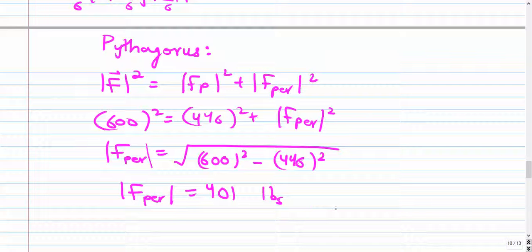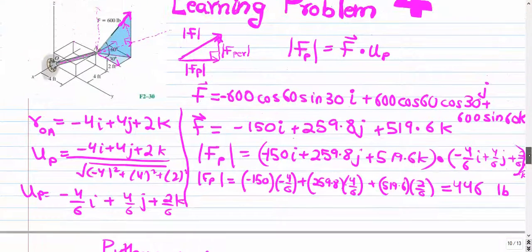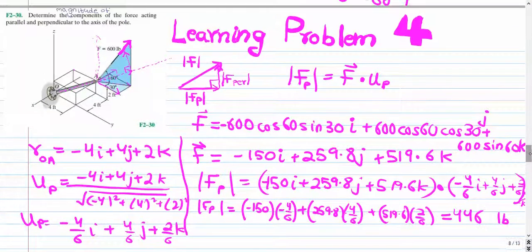Okay, so this was the procedure to find the magnitude of the components of the force parallel and perpendicular to the axis of the pole. We first applied the dot product formula, and then we used the Pythagoras theorem.